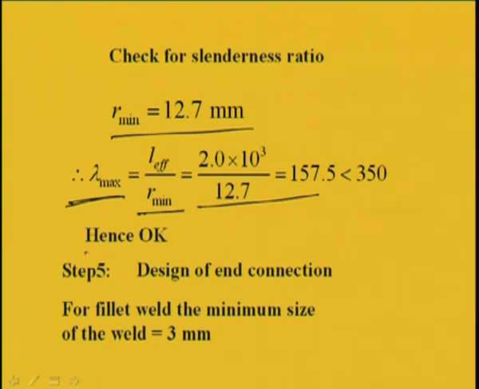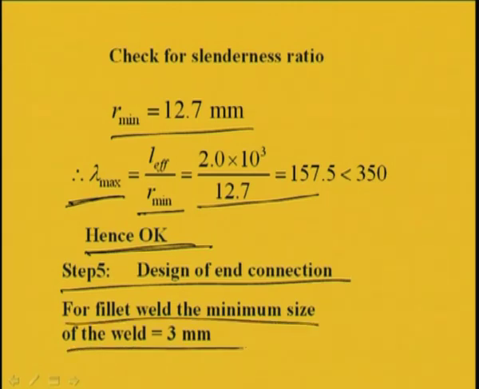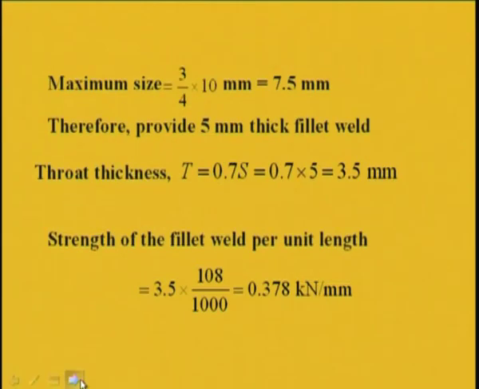Now if it is okay, then we can go for the next step, that is the design of the end connection. So we have to connect the end. For a fillet weld, we know the minimum size of weld is 3 mm, and the maximum size can be 3/4 by t. t is the thickness of the angle, which is 10, so 7.5. So between 3 and 7.5 mm we have to find a fillet weld size.